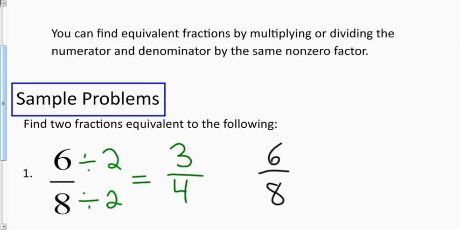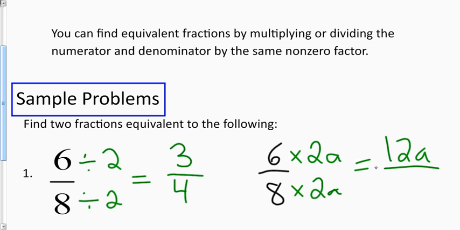But I also can multiply the numerator and denominator by the same non-zero factor. So let's choose maybe 2a. 6/8 is also equal to 12a over 16a. As long as I'm multiplying the numerator and denominator by the same thing, I will have equivalent fractions.